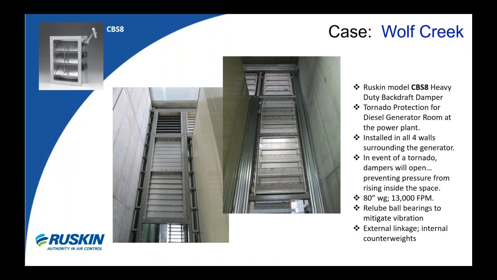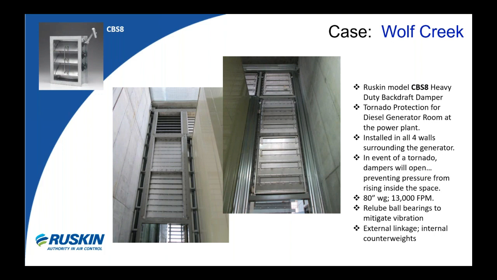If a tornado would develop in the vicinity, these backdraft dampers, which are located in all four walls of the building surrounding the generators, are designed to open with the purpose of preventing pressure from rising inside the space and causing equipment damage. Ruskin's solution was the CBS-8, with section sizes up to 42 inches wide by 120 inches tall and customized to withstand up to 80 inches of water gauge and up to 13,000 feet per minute for short periods of time. The customized design includes thicker blade skins, heavier duty linkage, and blade-mounted counterweights.